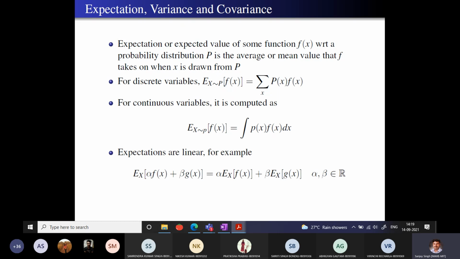Also, the expectation operator is a linear operator. So if you have a linear combination of f(x) and g(x), and I apply the expectation operator over that, it means alpha times E of f(x) plus beta times E of g(x), where alpha and beta are constants from the real set.